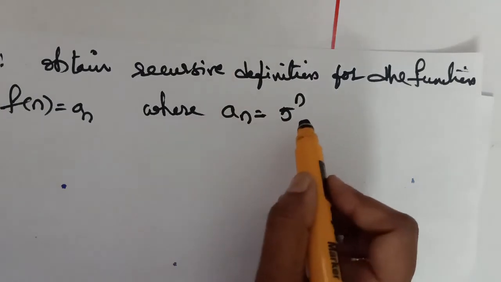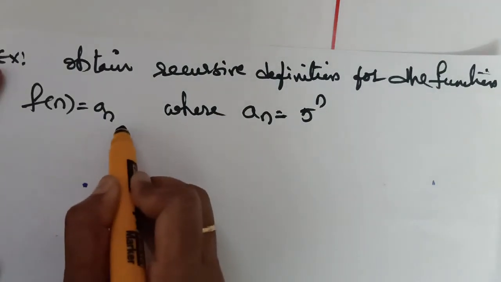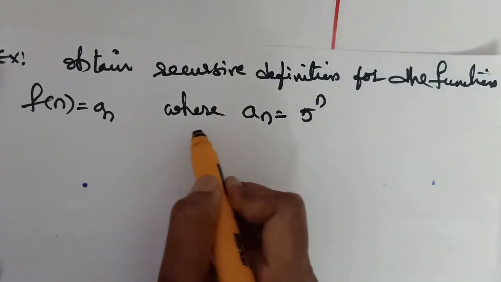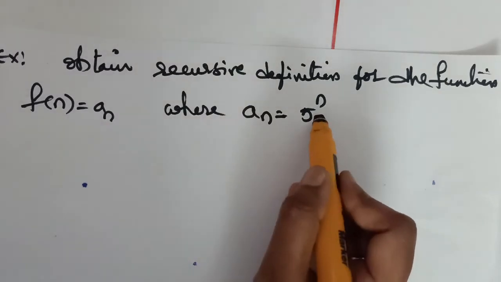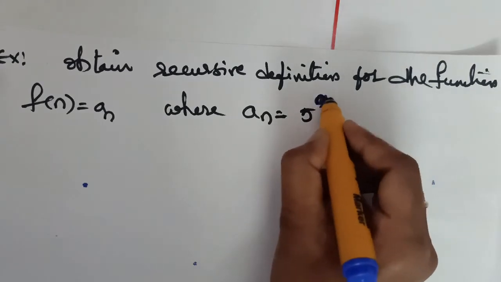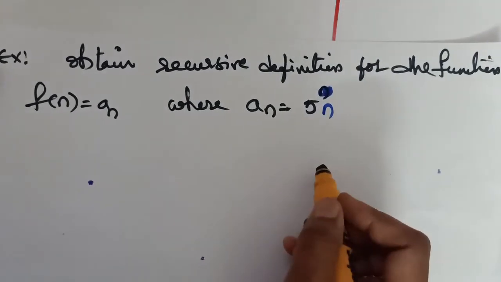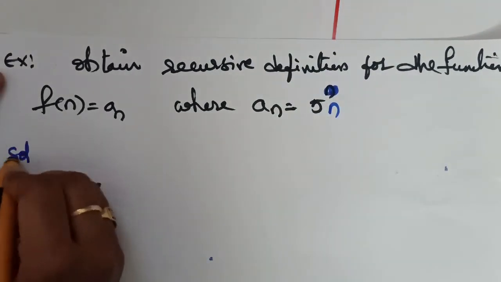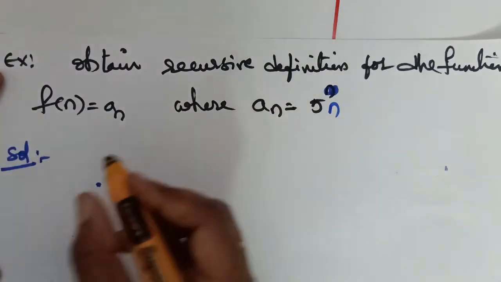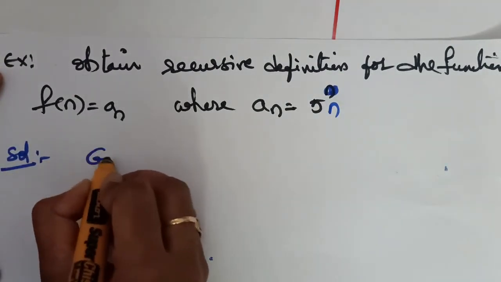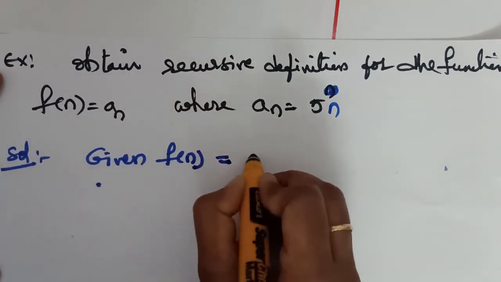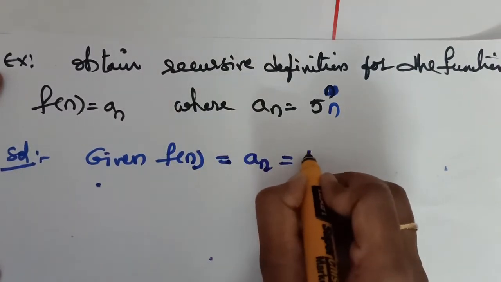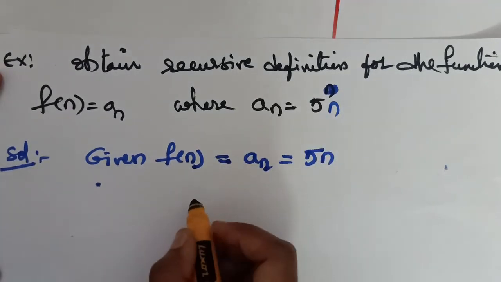Obtain a recursive definition for the function f of n is equal to a n, where a n is equal to 5 into n. Okay, solution. Given function f of n is equal to a n. What is a n? A n is 5 into n.